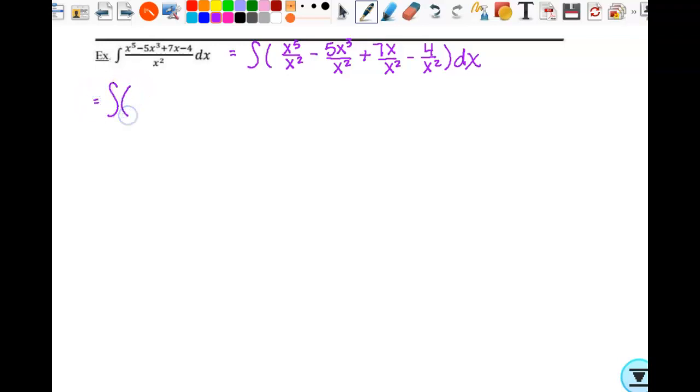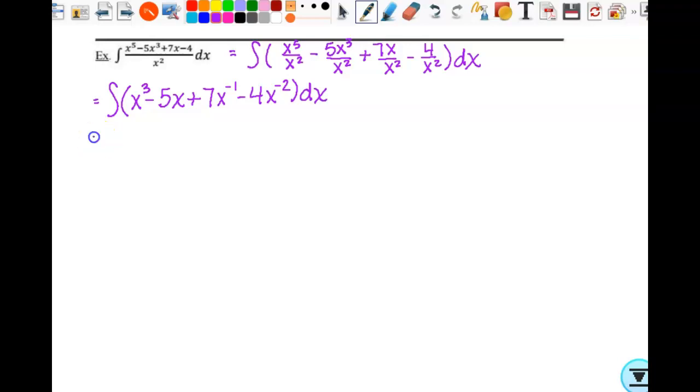So it's the integral of, so I have x to the 5th over x squared, that's x cubed. Minus, that would be 5x, right? Plus 7x to the negative 1, right? Because I'd have x in the denominator. Minus 4x to the negative 2 dx. So I needed to do a little bit of work before I could integrate. Everybody good with that? Okay.